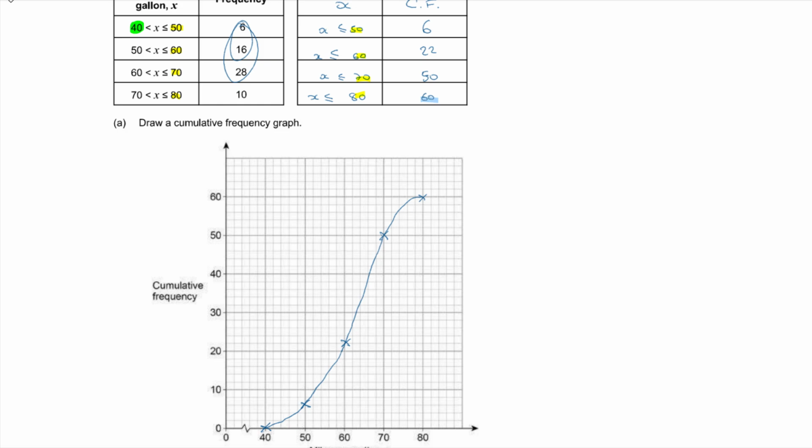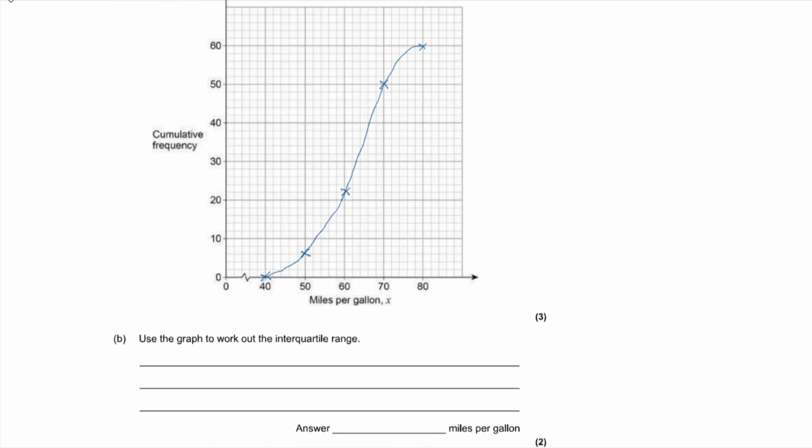Okay. Do we need to use this? Yes, we do. Use your graph to work out the interquartile range. Now, interquartile range is the upper quartile Q3 minus the lower quartile Q1. Now the upper quartile lies 3/4 of the way through our data set, and the lower quartile is 1/4 of the way through. Now I've got 60 cars in this table, so a quarter of 60 would be 15.